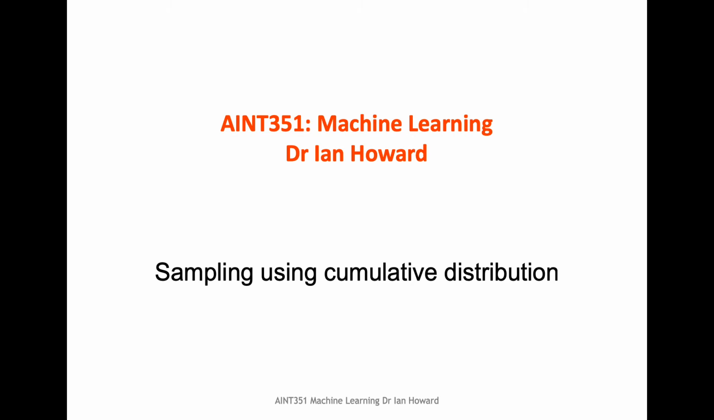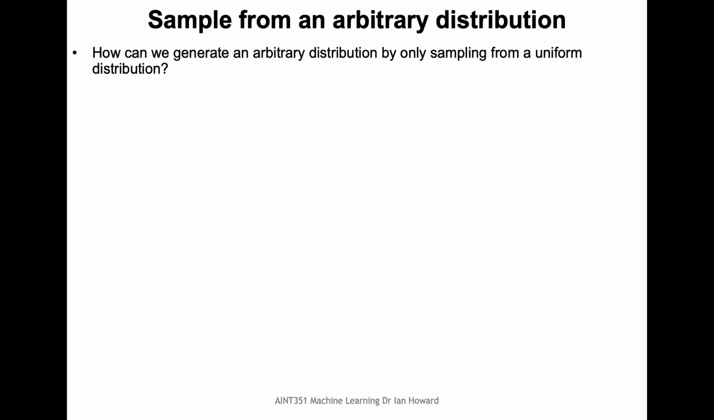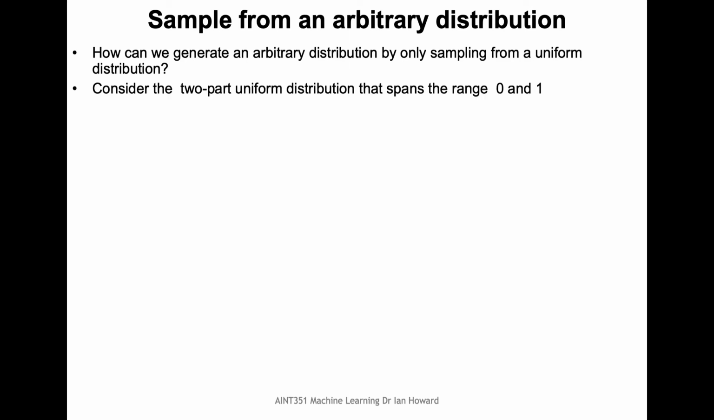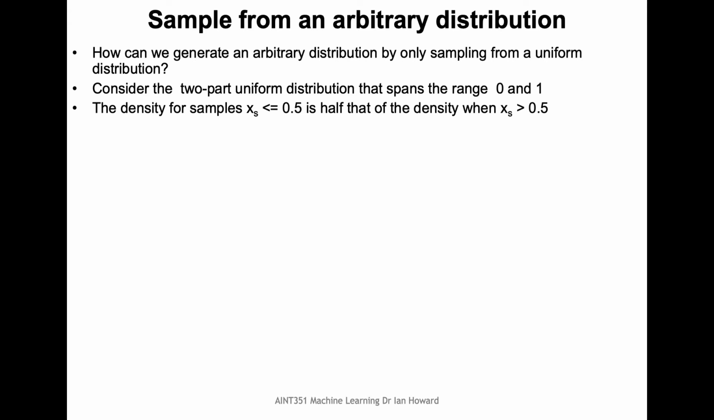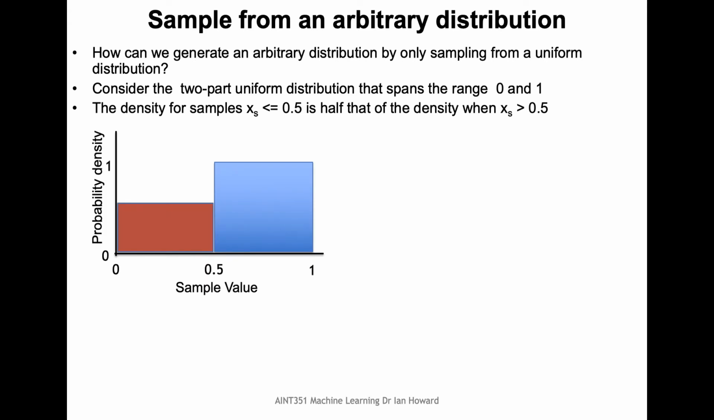There are other ways of getting to arbitrary distributions by doing transformations, and one of these is using the idea of cumulative distributions. I'm not going to go through this as a method as such, I just want to explain the technique. Imagine we want to sample from an arbitrary distribution, and we will come back to this in rejection sampling in a much more practical way. How could we generally do that? Imagine we've got a one-dimensional uniform distribution, which is actually built of two parts in this case.